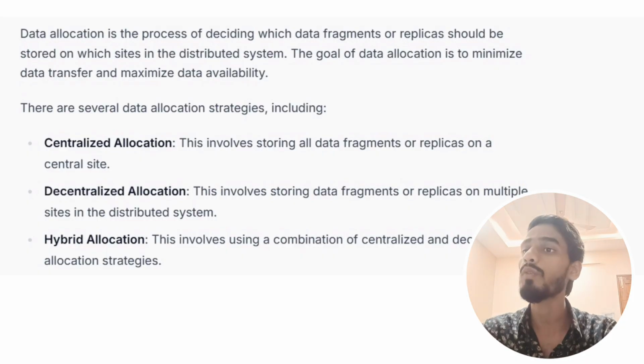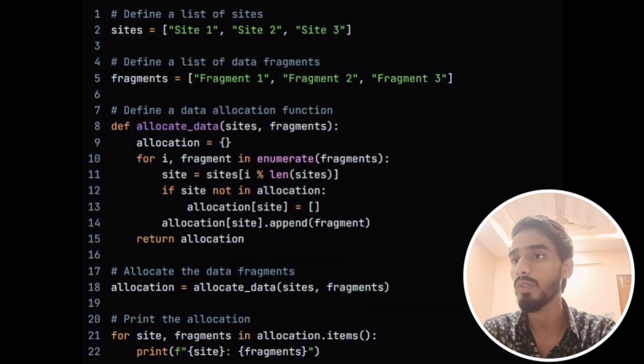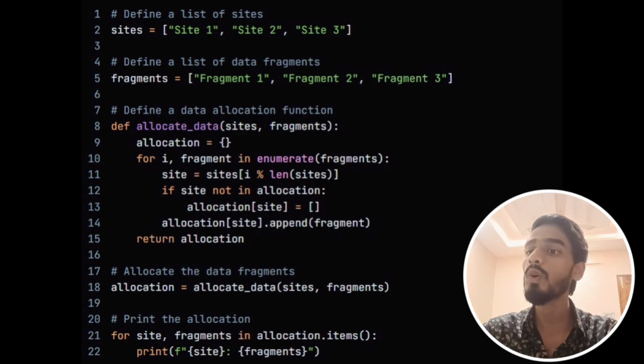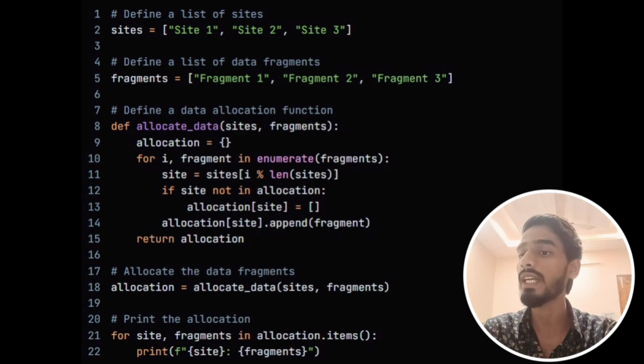Here is an example of decentralized data allocation in Python. We can see it. This code defines a list of sites and a list of data fragments and a data allocation function which allocates the data fragments to the sites in a decentralized manner. The allocation is then printed to the console.